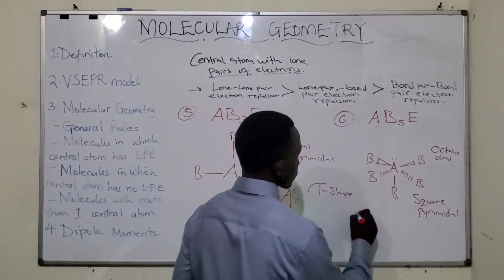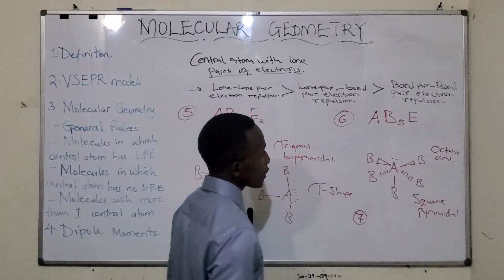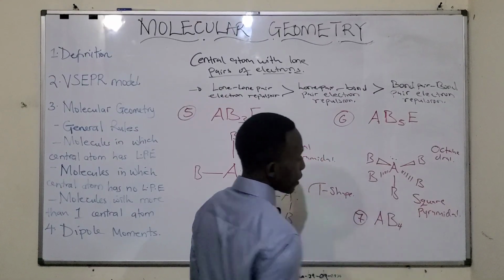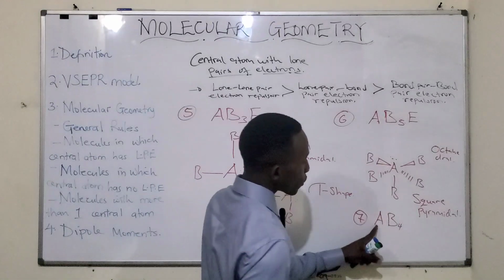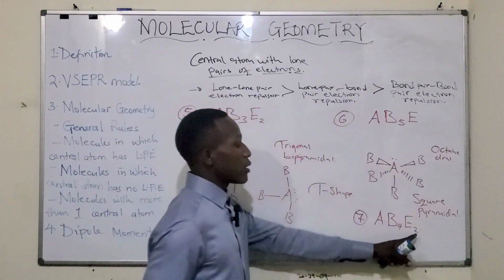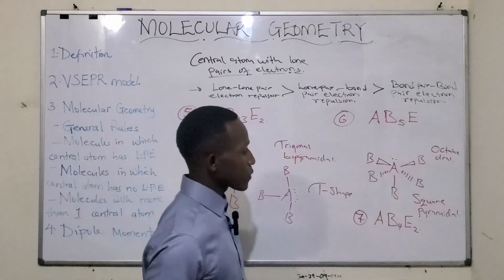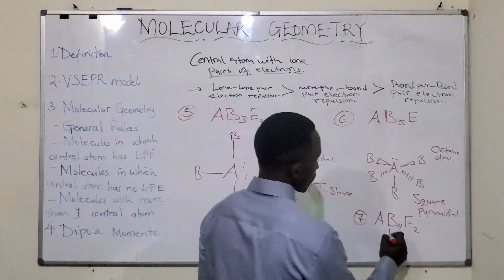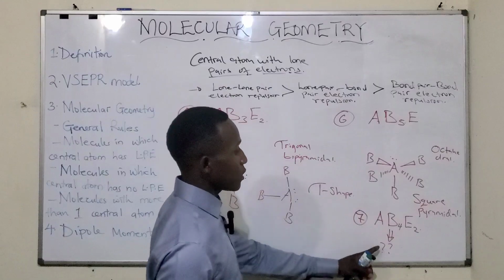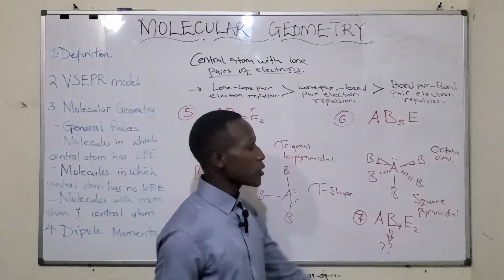Another example, if you have a central atom with 4 other atoms attached, and this central atom is having 2 lone pairs of electrons. I think for this, you shall comment with the answer in the comment section.